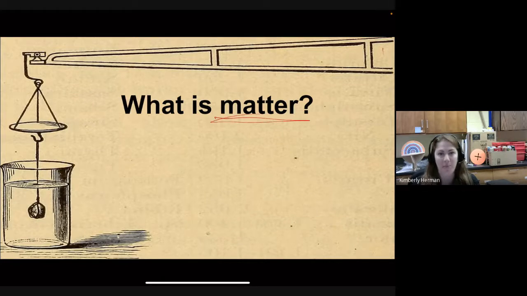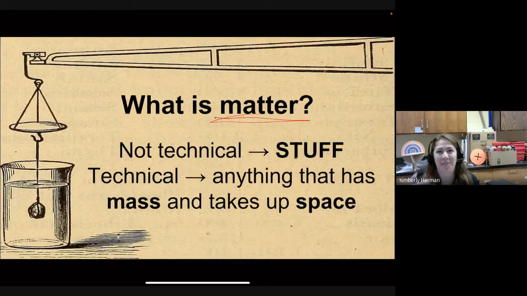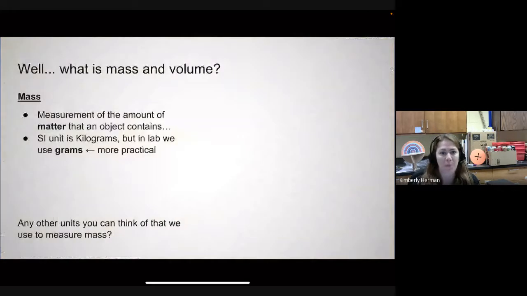Well, if we're talking about matter, if it's not a technical definition, it's just stuff. And I really like that word because when we think of stuff, we think of things. But its technical definition is anything that has mass and takes up space. So let's break down what it means for something to have mass and what it means to take up space. If we first look at mass, it's a measurement of the amount of matter that an object contains.